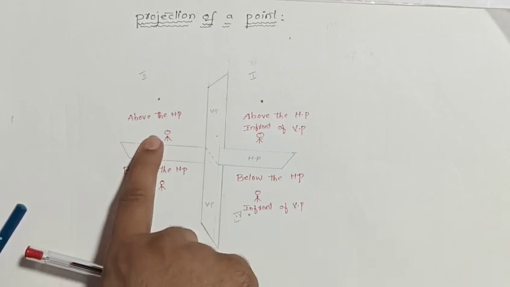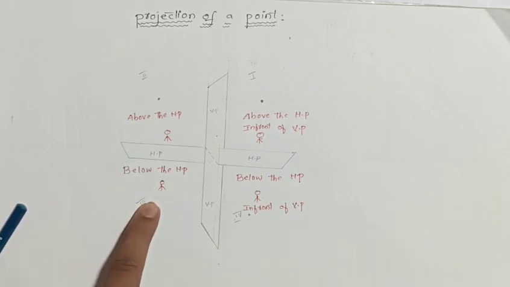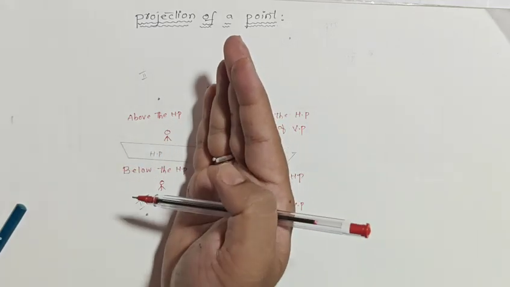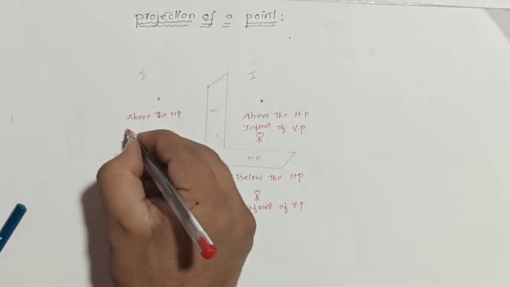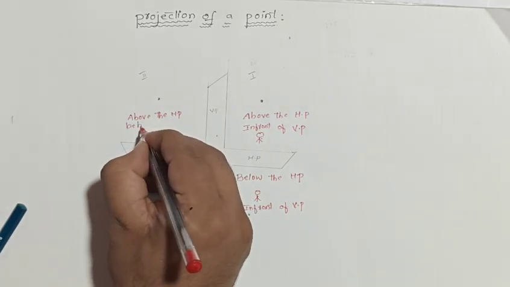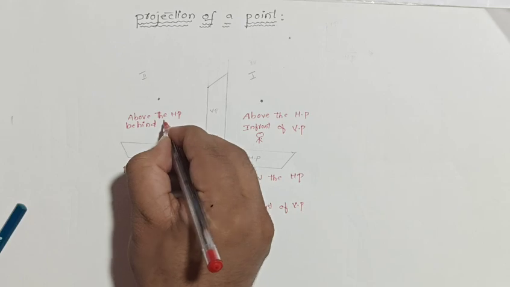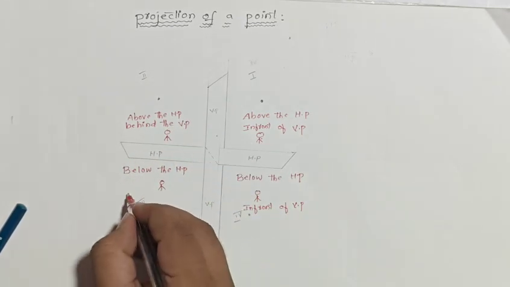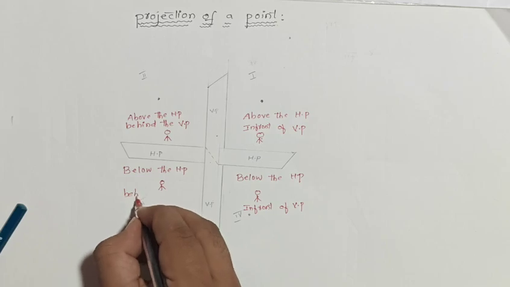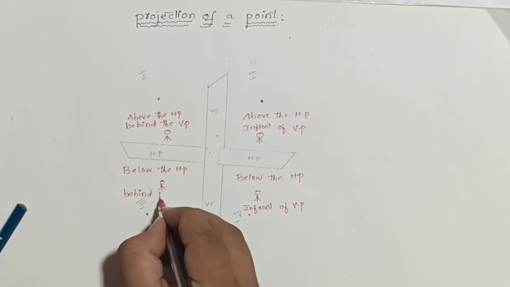What about the second coordinate person, third coordinate person? The second coordinate person and third coordinate person both are behind the vertical plane. So we can write behind the vertical plane. Fourth person also behind the vertical plane.